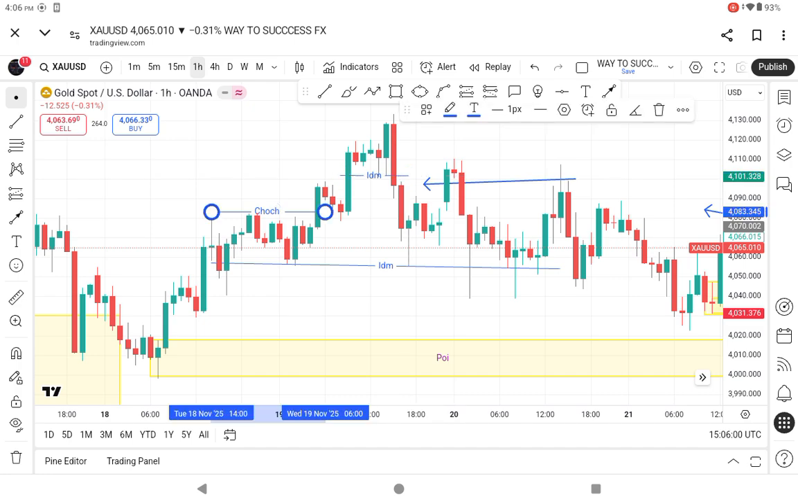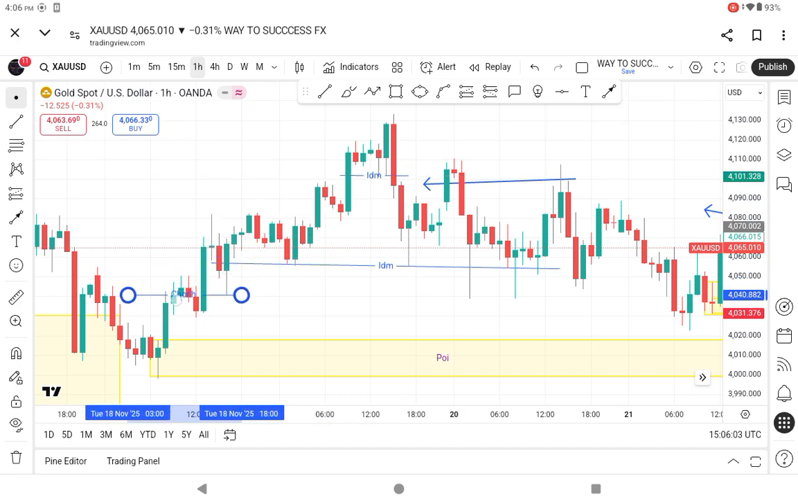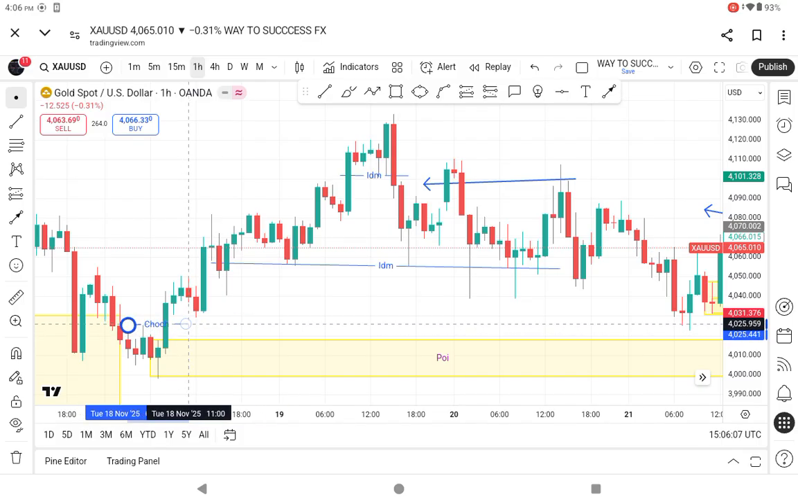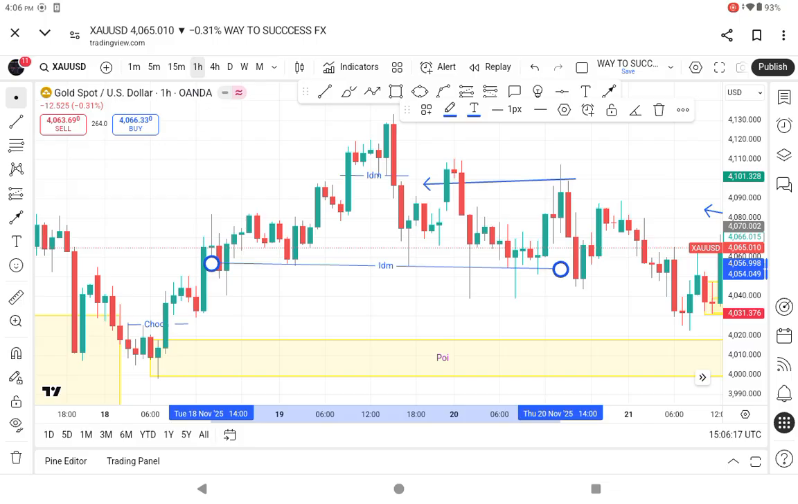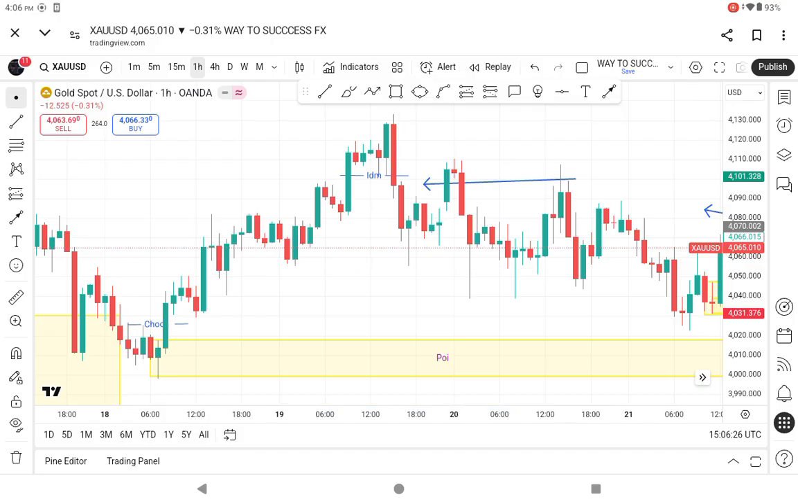And where is my CHoCH in H1? Here is my CHoCH. Because price tapped into my POI, the first low broken is my change of character. So the market traded up, creating this inducement. If I remove this one, you already know that this one is the H4 inducement, which I've already analyzed before. So let me remove this.